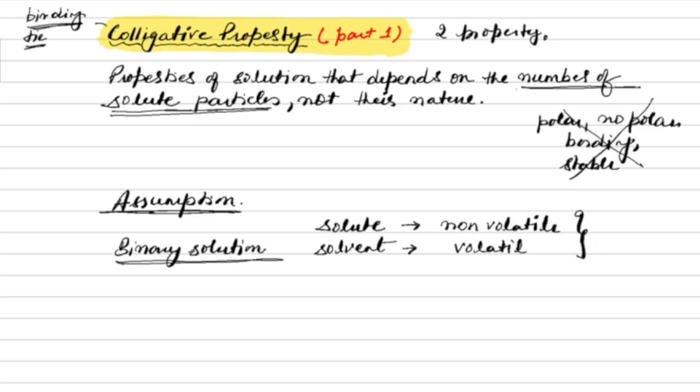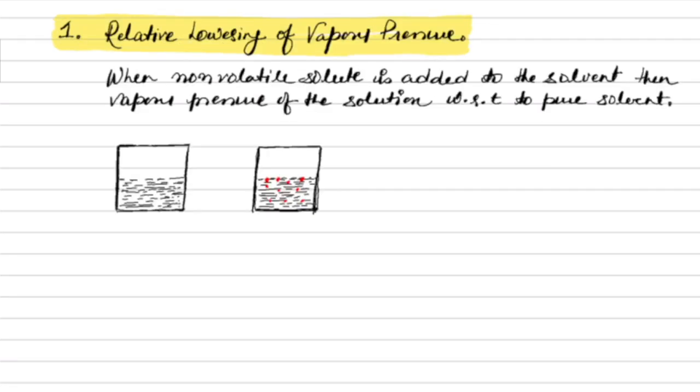So let's go for the first one. The first property which we are going to discuss is relative lowering of vapor pressure. We know vapor pressure; we have discussed it in detail while discussing Raoult's law also. Lowering means it will get lesser, and relative means in relation to what? Let's think about it.